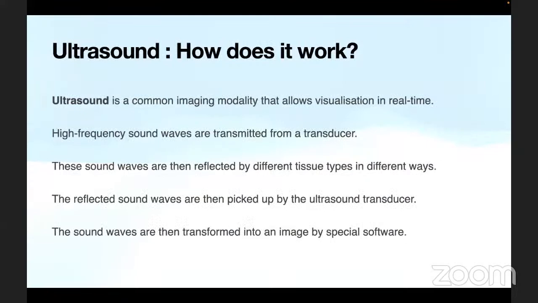So coming to the details of ultrasound and how it works, ultrasound is a common imaging modality that allows visualization in real time. High frequency sound waves are transmitted from the transducer, they are absorbed by the tissues, and they come back to the transducer. Piezoelectric materials transform one form of energy to another, which is already known to most of us. These reflected sounds are picked up by the ultrasound transducer, and the sound waves are transformed into an image by the processor in the ultrasound machine.